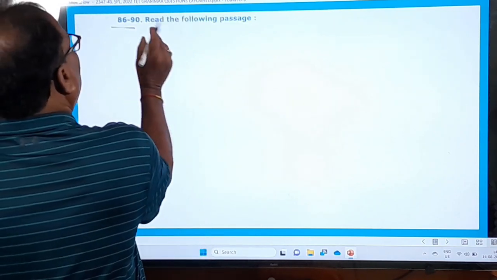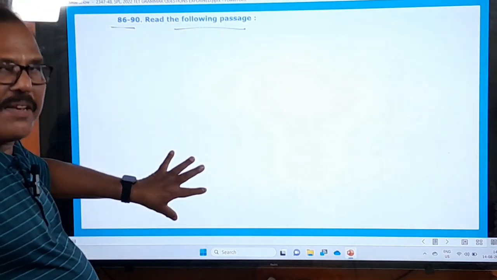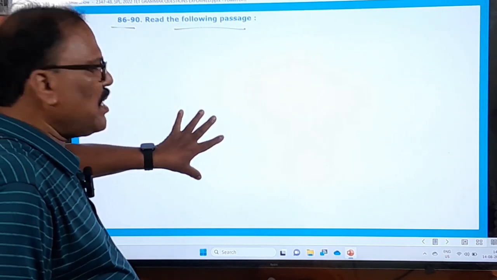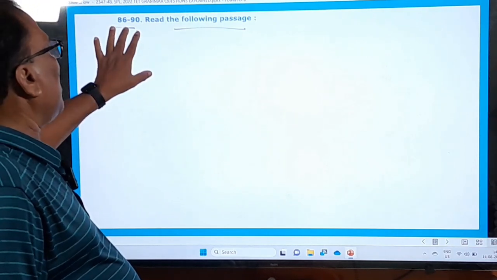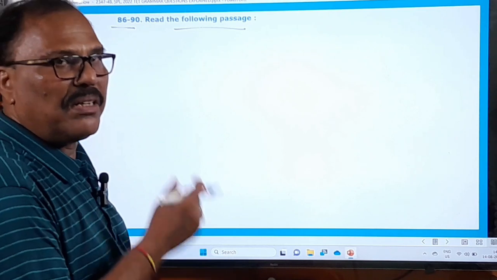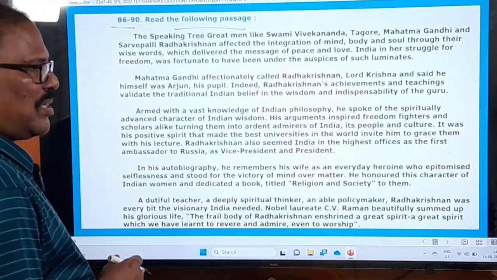Now 86 to 90, read the following passage. So here another passage is given. You have to read this passage and answer the questions given below. How many questions are given? Five questions are given, 86 to 90. First, let us read the passage very quickly and then answer the questions.